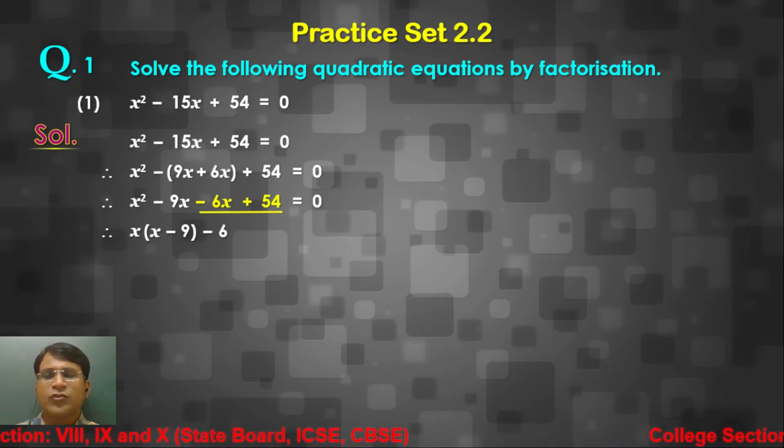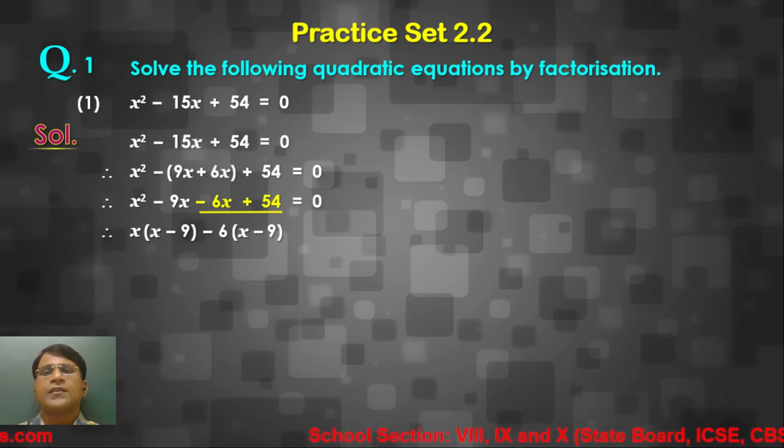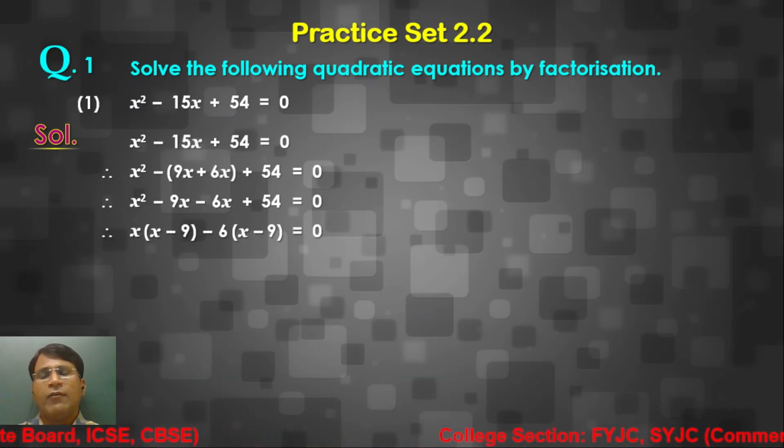Now, when you take minus 6 common, in bracket, you will get x, and plus 54 will become minus 9, is equals to 0. If you try to recollect, I have been telling you all, whenever you take minus sign common, the sign of the last term gets changed. Minus becomes plus, plus becomes minus. In this plus 54, when we take minus sign common, it will become minus 9. So plus has become minus.